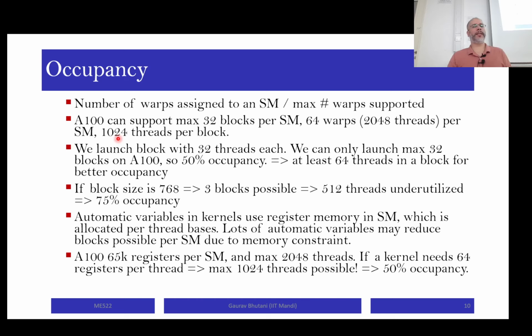It also has a constraint that it can schedule a total of 1024 threads per block. This is a constraint given by the hardware, you don't need to worry about that. But let's look at our example. Let us say we launch blocks where each block has a total of 32 threads.